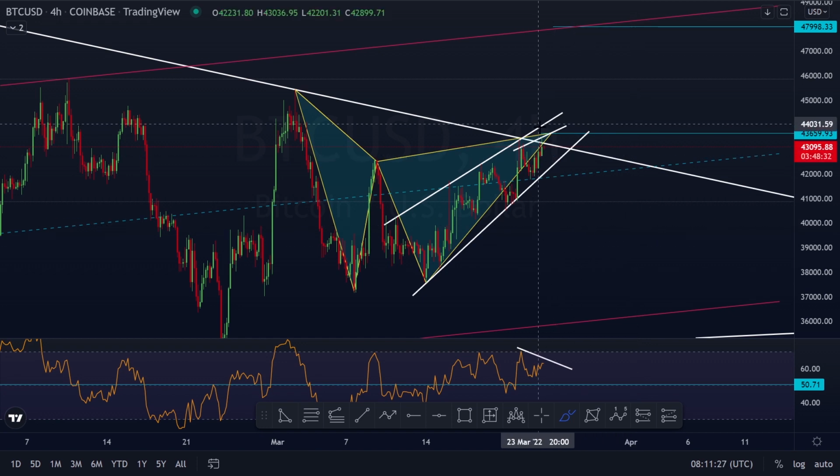So we might still break out and go play the weekly Gartley. So if we break past the 43,600, then look out for the 48,000. In my opinion, that's the top for Bitcoin right now.